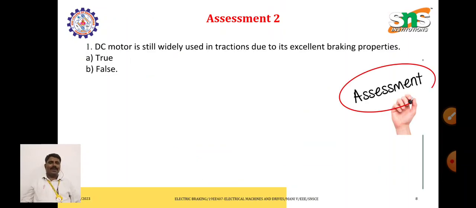So this is the second assessment. The DC motor is still widely used in traction due to its excellent braking property. Kindly note, for the DC motor they have not specified whether it is shunt, series or compound. Generally it is called a DC motor. It is still widely used in traction, that is, the railway, because of its excellent braking property. So only with respect to the braking property, the DC motor is used in traction: true or false? Okay, put your answer in the comment section.